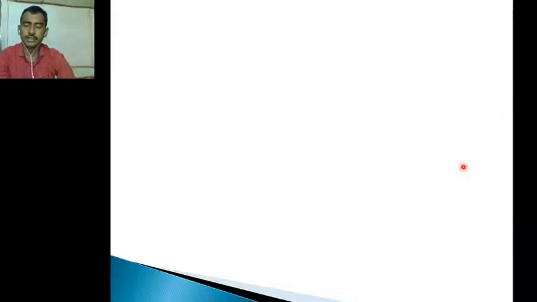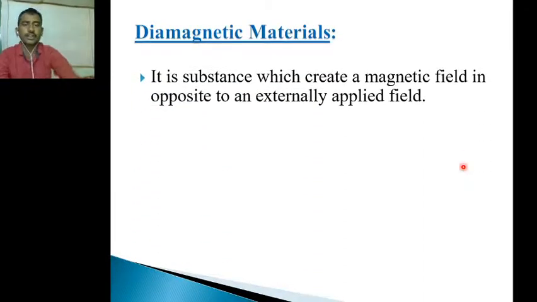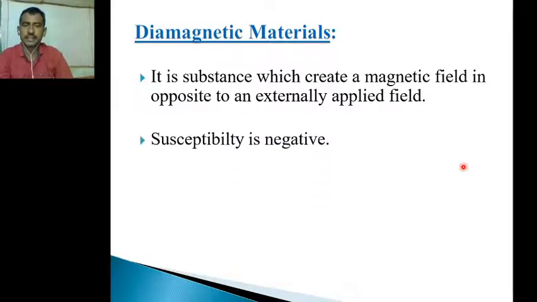And coming to the third magnetic material, that is the diamagnetic material. It is a substance which creates a magnetic field opposite to an externally applied field. That means it opposes the externally applied field. Normally it is not a perfect magnet, and the susceptibility is negative.